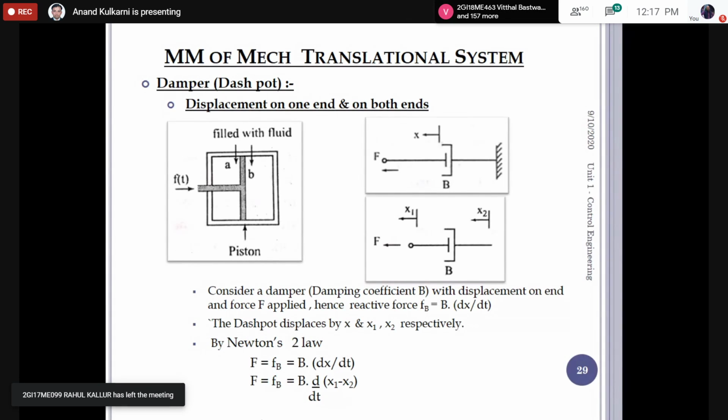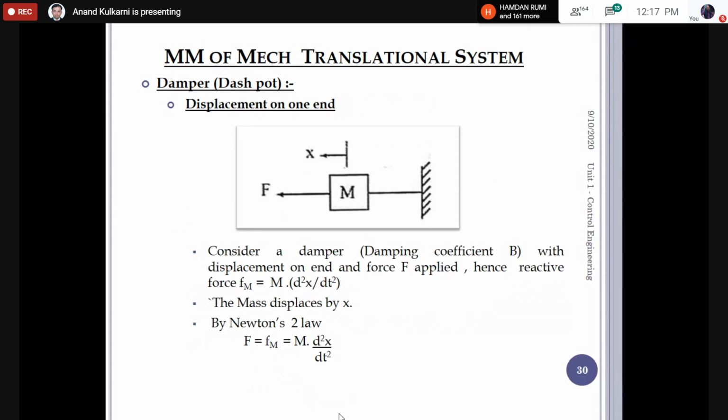If one end is fixed, the displacement is x only, so you have dx by dt. But if both the ends are moving, one end by x1 and the other end by x2, then the net displacement is x1 minus x2, and the net velocity is dx1 by dt minus dx2 by dt, multiplied by B, the damping coefficient. This is how you develop it for the mechanical translatory system friction element, or dashpot, or damper.